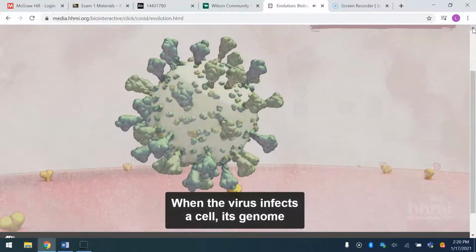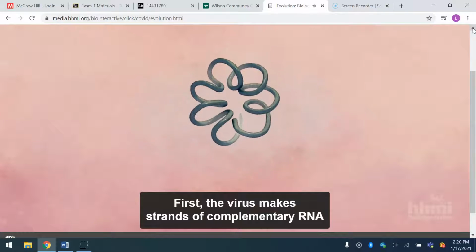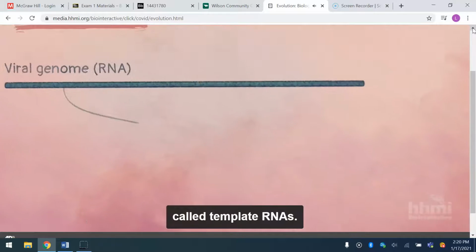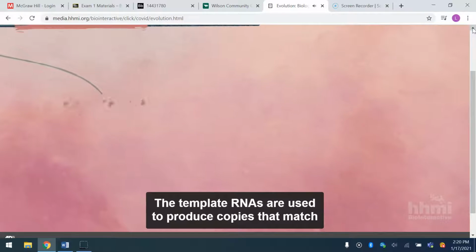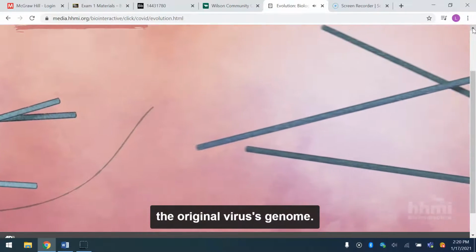When the virus infects a cell, its genome is replicated, or copied. First, the virus makes strands of complementary RNA called template RNAs. The template RNAs are used to produce copies that match the original virus's genome.